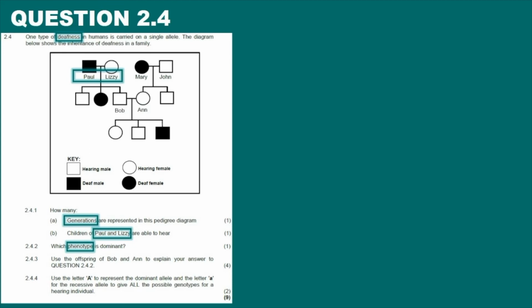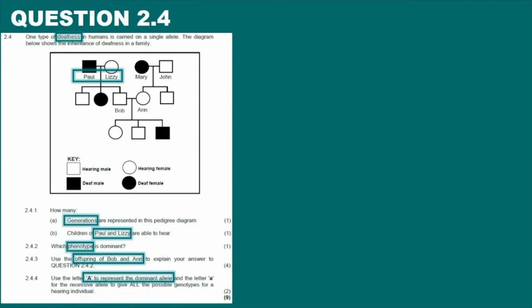Question 2.4.3, they ask you to use the offspring of Bob and Anne to explain your answer to question 2.4.2. So you have to use their 3 children. They had 1 daughter and 2 sons, 2 affected and 1 unaffected, and obviously both parents were unaffected. This can already give you an indication of which gene is dominant. Is deafness dominant or recessive? It is very important to make use of Bob and Anne to explain why the allele for deafness is dominant or recessive.